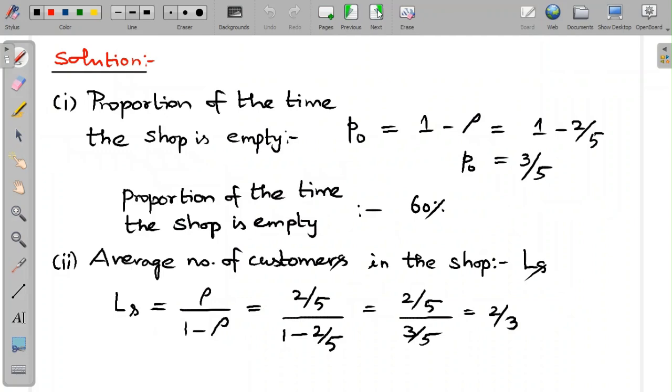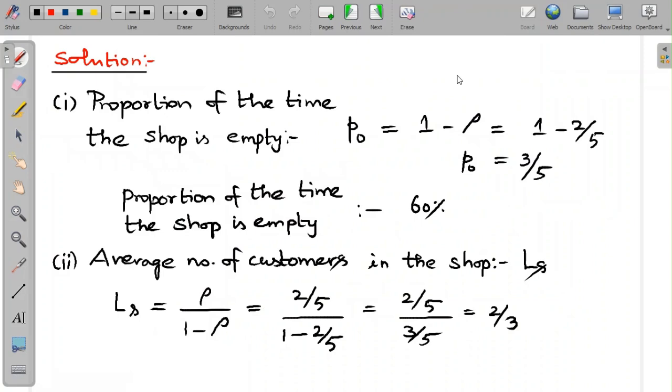So the proportion of the time the server is empty. The server is empty if there is no one present in the system. That is denoted by the notation P naught. The P naught is saying that there are 0 customers in the system. So P naught is 1 minus rho, because rho is the proportion that it is busy. 1 minus rho is the proportion that it is not busy. So 1 minus rho is 1 minus 2 by 5. That's 3 by 5. In terms of percentage, that's 60% of the time that the shop is empty.